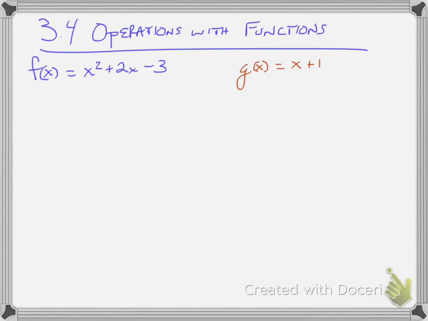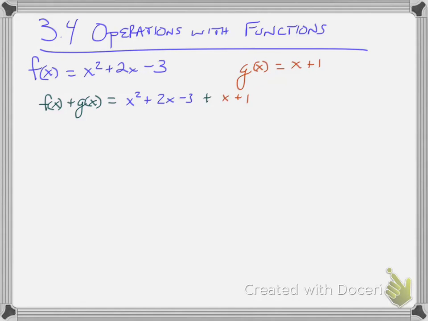Okay, we're going to be doing operations with functions. So we have two functions, a quadratic and a linear, f of x and g of x, and we're going to try to find f of x plus g of x. In order to do f of x plus g of x, you take the f of x function, x squared plus 2x minus 3, and you're adding it with the g of x function, x plus 1.